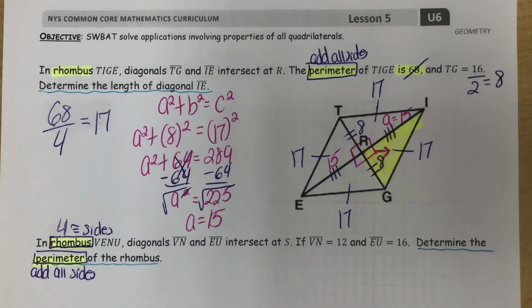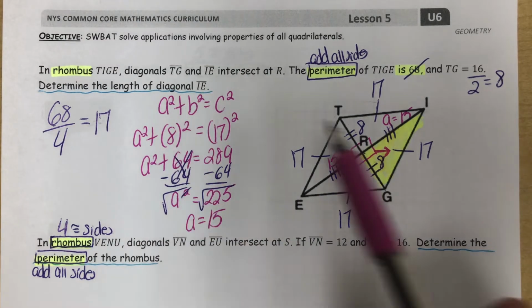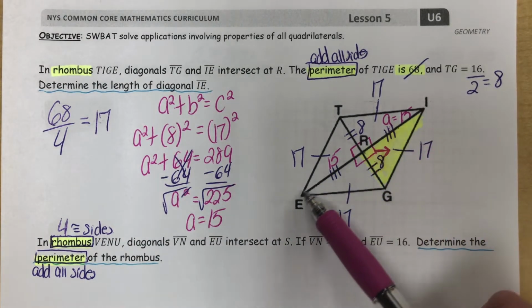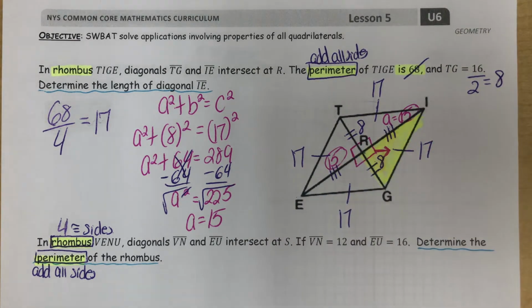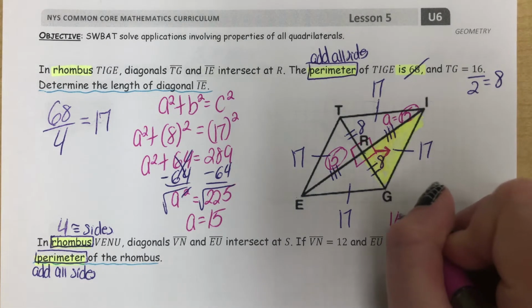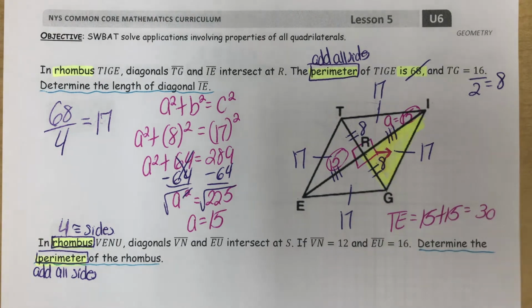All right. So if I want to reread the question now, determine the length of IE, that whole segment. Well, I all the way to E, I know that the top chunk is 15, the bottom chunk is 15. So 15 plus 15 is 30. So I'm going to fill that in. IE, 15 plus 15 gets me 30. So that would be my answer for this question.